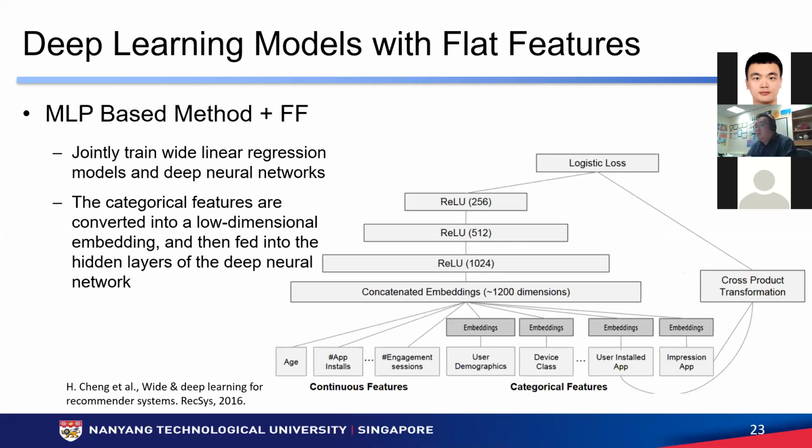An MLP model can also be used to leverage flat features, for example, this wide and deep learning model proposed by Chen and others. This model will jointly train the wide linear regression model and the deep neural network. The categorical features are basically in the flat format, and they are converted into low dimensional embeddings, and then fed into the hidden layers of the deep neural network. So this is the MLP-based model to leverage the flat features.